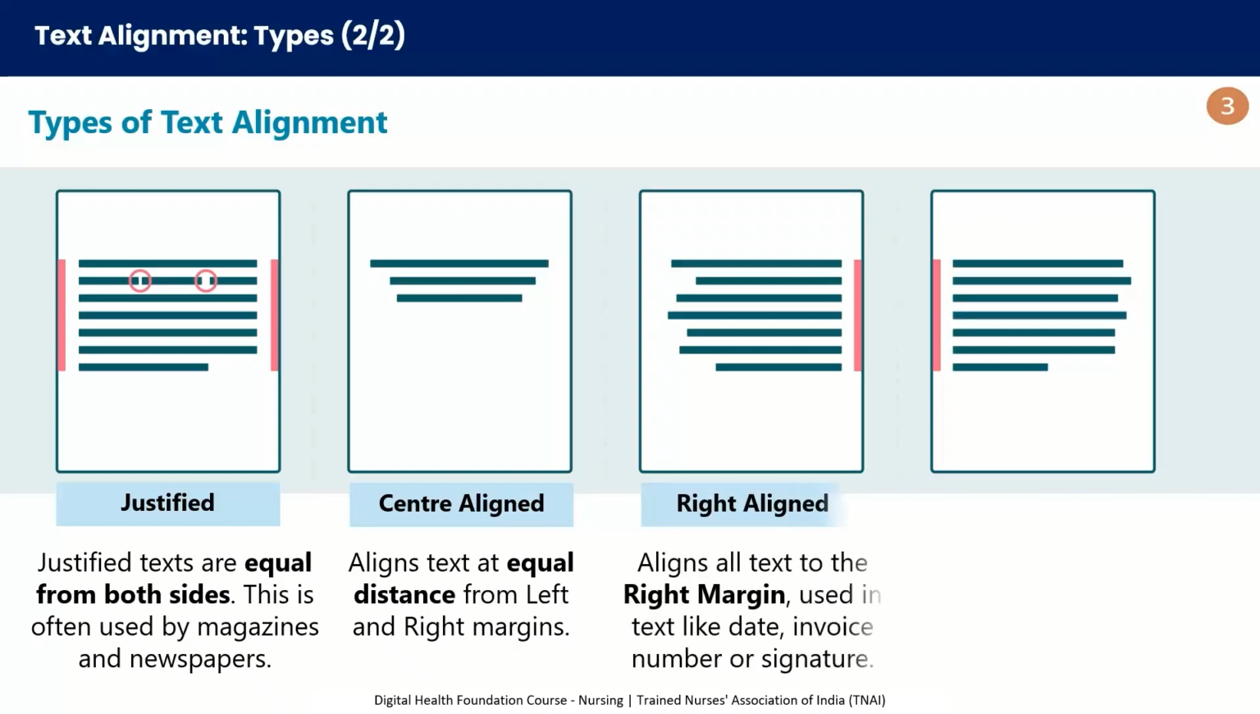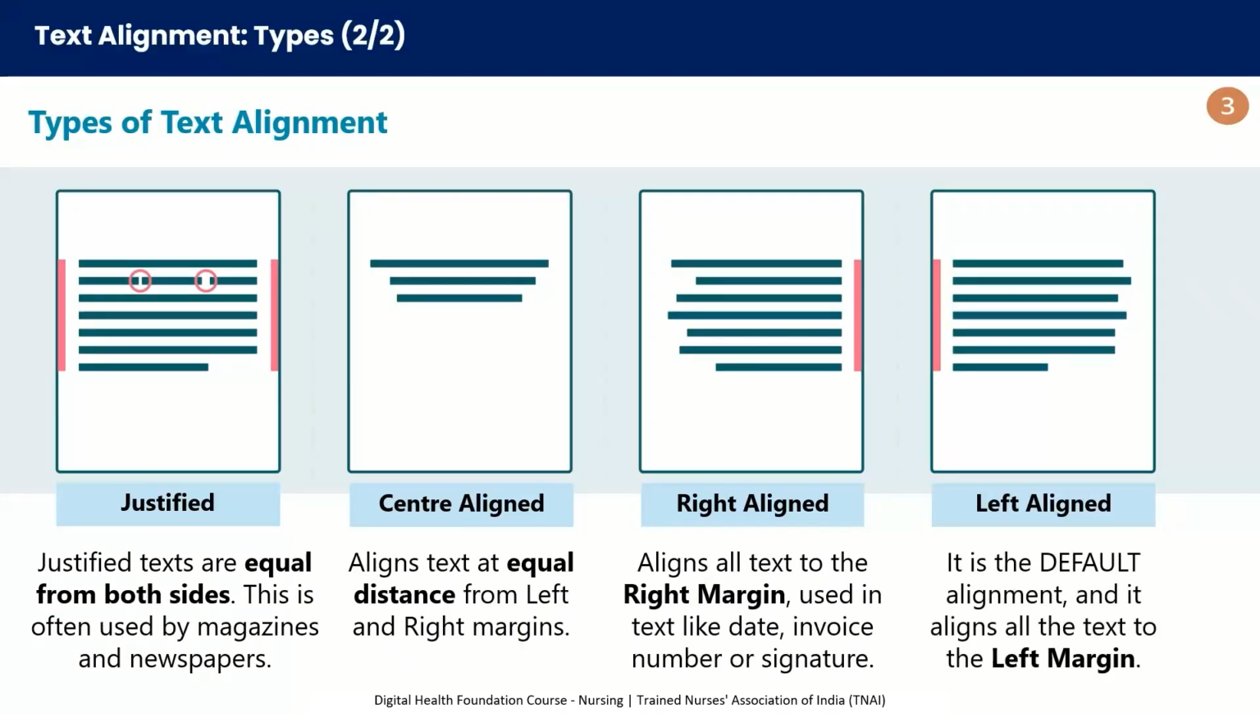Then we have right aligned text. This pushes all your content to the right side of the page and is often used for elements like dates, author names, or signatures. And finally, the default left align. Most documents start this way as it is the standard for paragraphs, letters, and general writings. Each alignment has a specific purpose. Choose the one that fits your context and your document best.